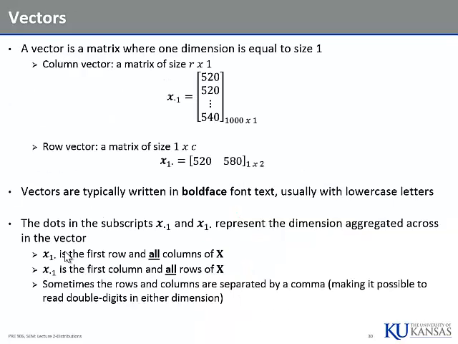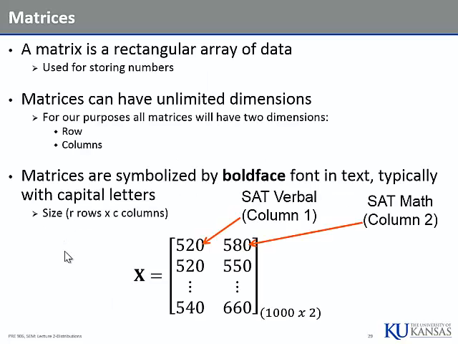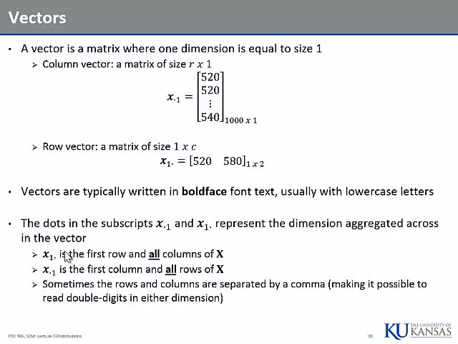So, a vector is a matrix where one of the dimensions is equal to 1. Right? So this top value is called a column vector. That looks like it is SAT verbal. So you can think of a column vector as just one of our variables. That's 1,000 people, observations on one variable, 1,000 by 1.